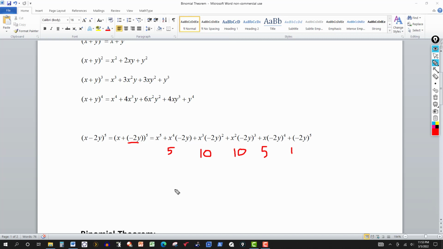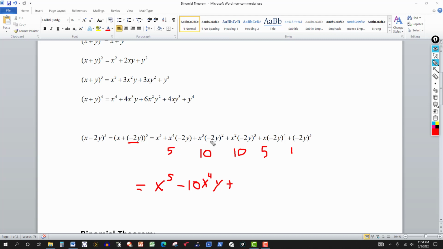Now all you have to do, of course in this case, because you don't have a plain y, you have a -2, you're going to have to deal with that. So it's obviously going to be x to the fifth. And then here it's -2 times the 5. That's going to give me a -10. And of course the x to the fourth is there. And of course you have the y. Have a plus.